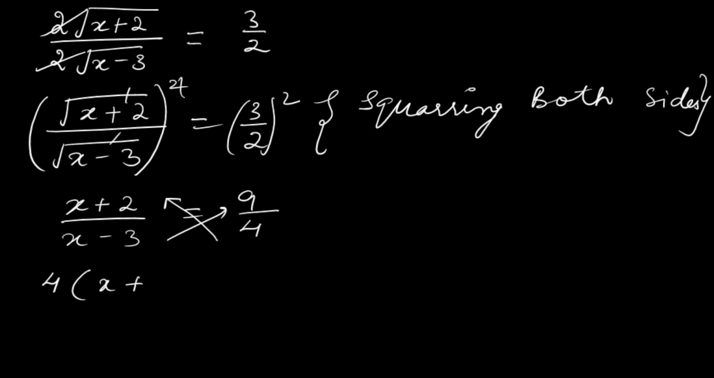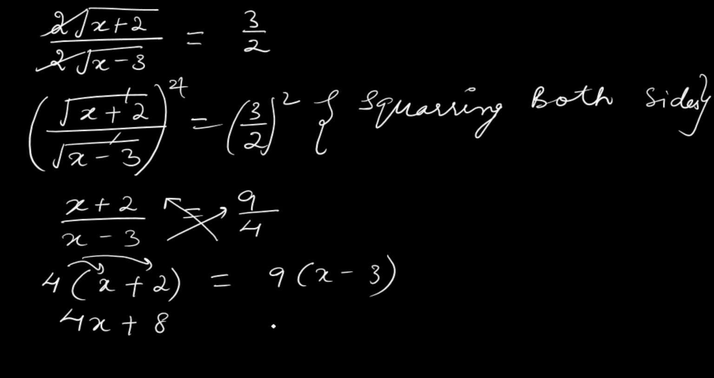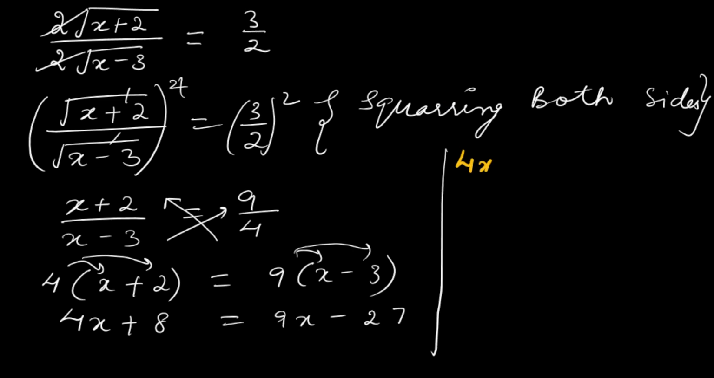So 4 into (x plus 2) is equal to 9 into (x minus 3). This multiplication we can do. So 4 into x is 4x plus 4 into 2 is 8. 9 into x is 9x minus 9 into 3 is 27. Let's write like terms together. So 4x, 9x if I shift to this side will become minus 9x. 8 if I shift to the other side, minus 27 minus 8.